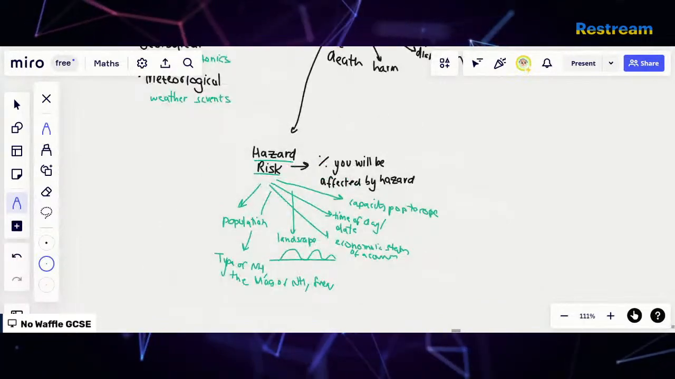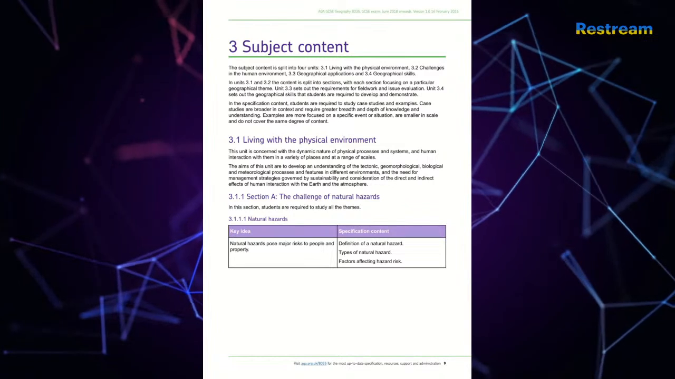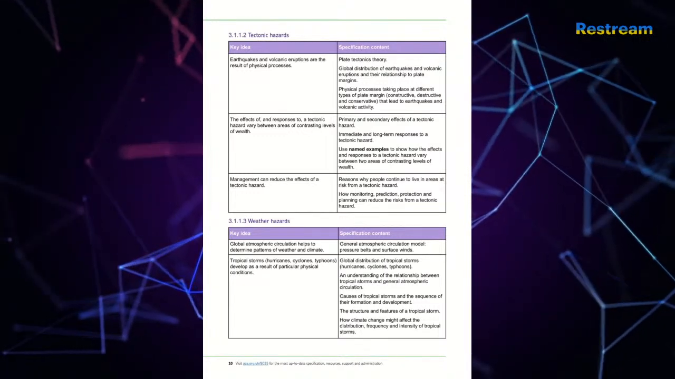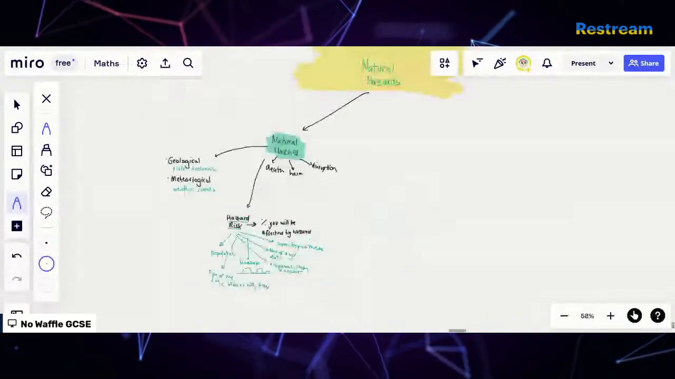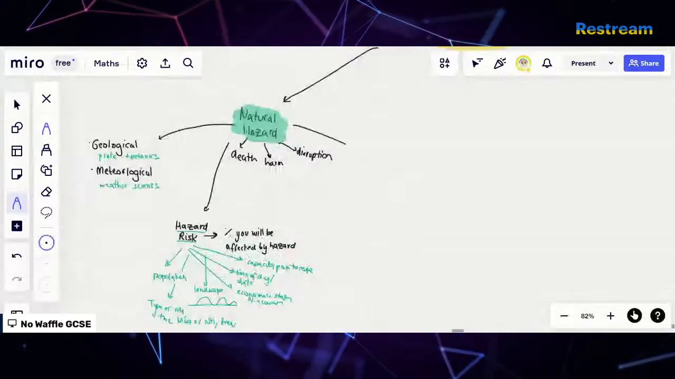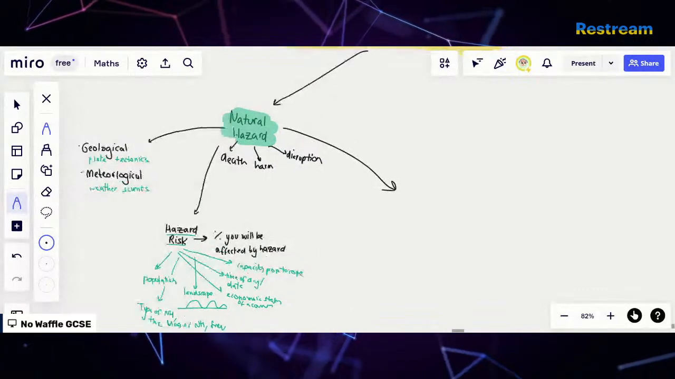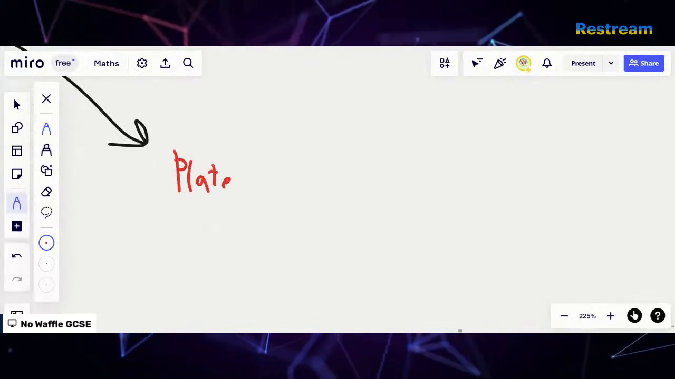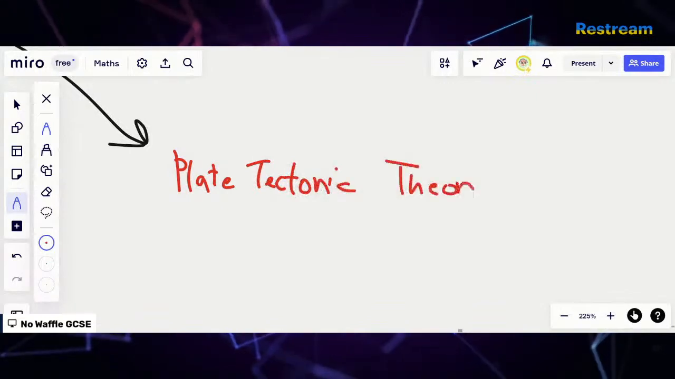Now, the next thing that the specification requires you to know is on the next page, and it's earthquakes and volcanic eruptions are the result of a physical process. So explain plate tectonics theory. It's important to remember that plate tectonics and everything you learn about it are just theories, of course, because there's no confirmation of this. So plate tectonic theories.